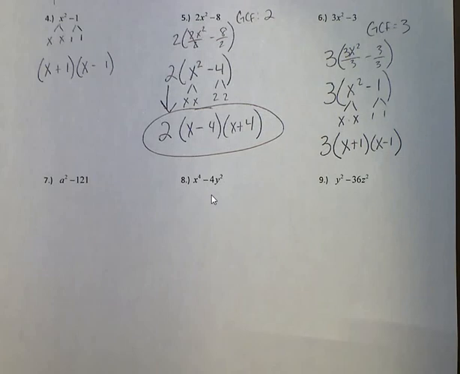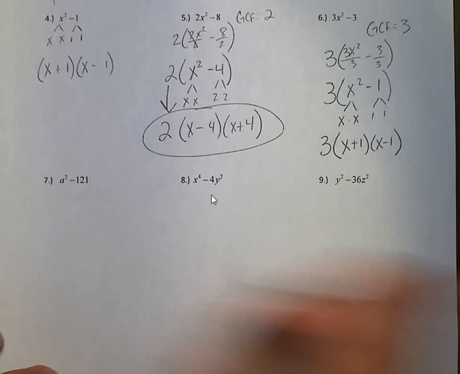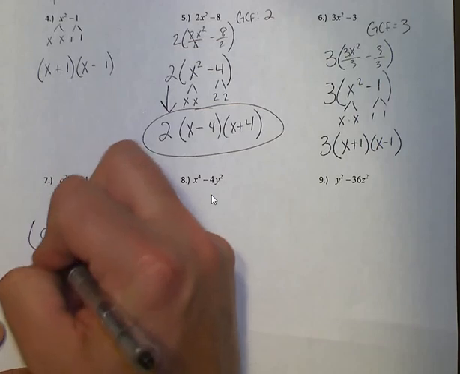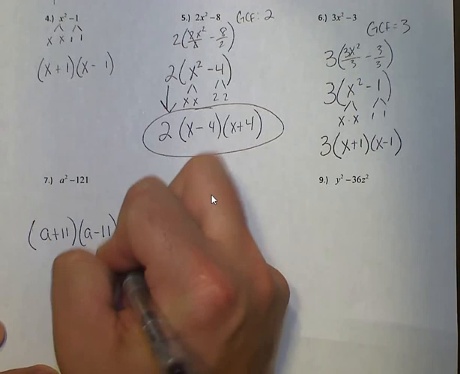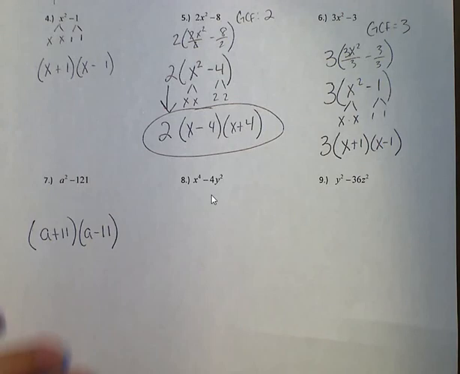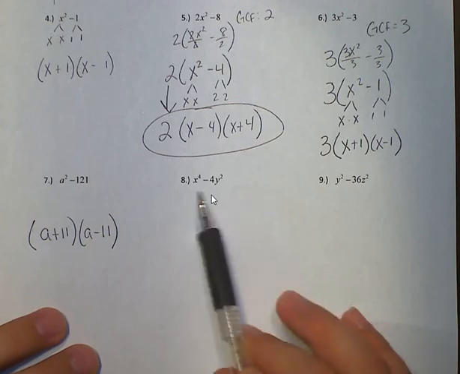Okay, you can try 7 as well. They just should be x plus 11, x minus 11. And we're going to do 8 together.